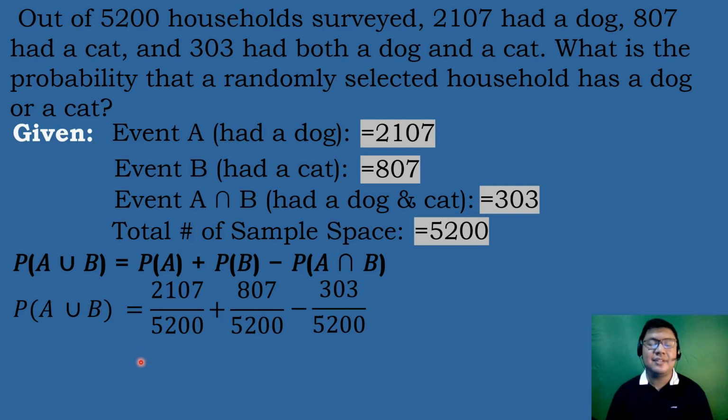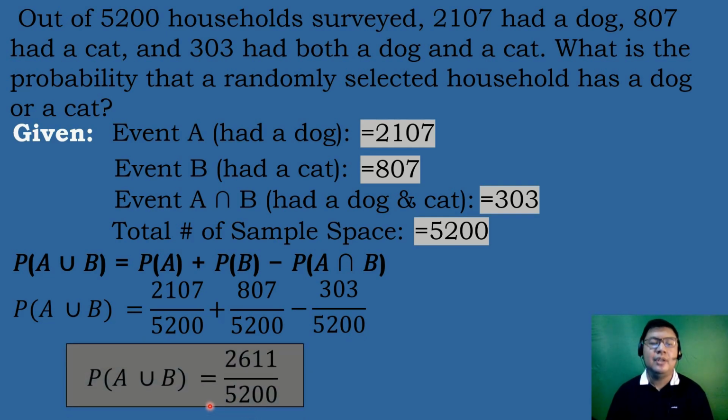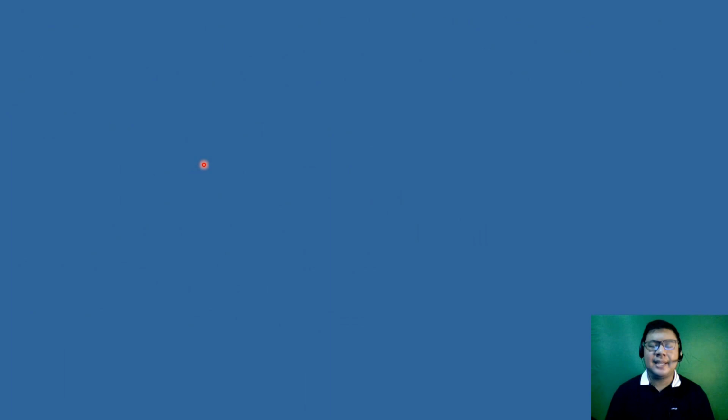And since this is an example of similar fractions, just copy the denominator and then add and subtract the numerators. 2,107 plus 807 minus 303 is equal to 2,611. Therefore, the probability of randomly selecting a household which has a dog or a cat is equal to 2,611 over 5,200. Let's have our last example.